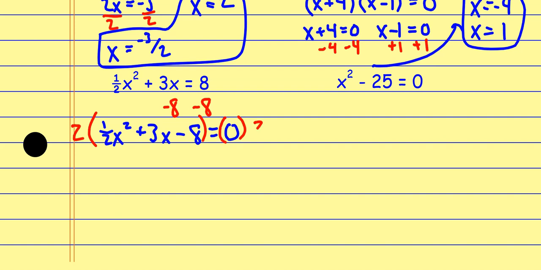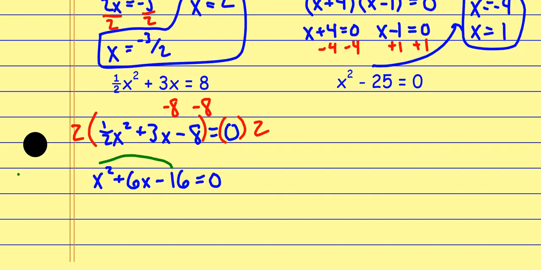Say, you know what, I'm not dealing with fractions. Mr. Jansen told me I can always get rid of fractions by multiplying through by the common denominator. So here, if I distribute that 2, that gives me an x squared plus 6x minus 16 equals 0. And doesn't that look a lot easier? See, now I can build a bridge.